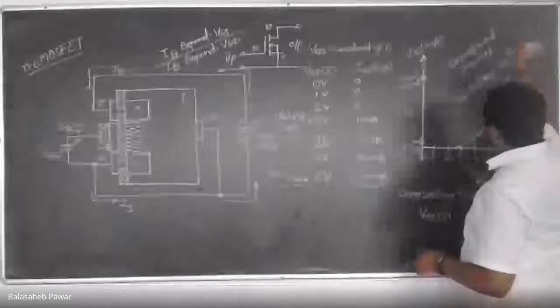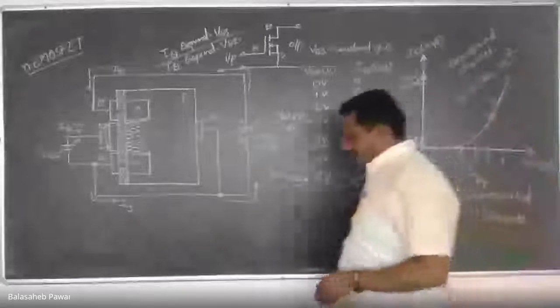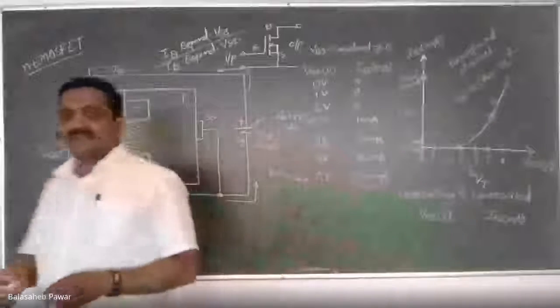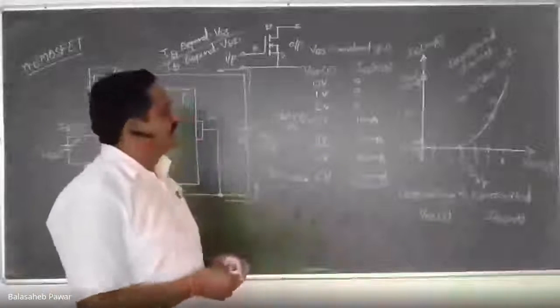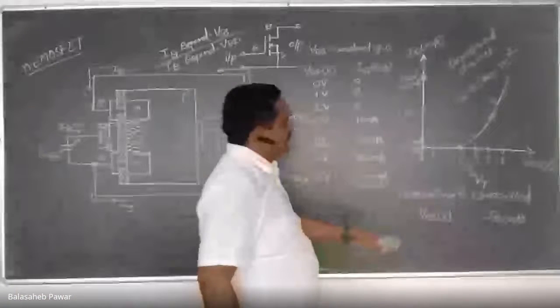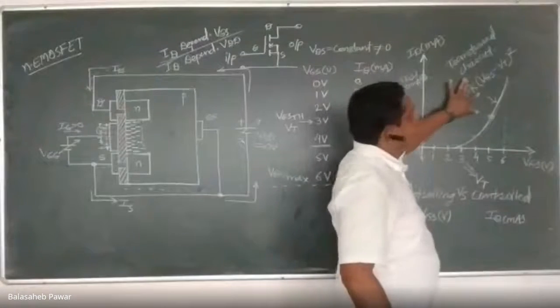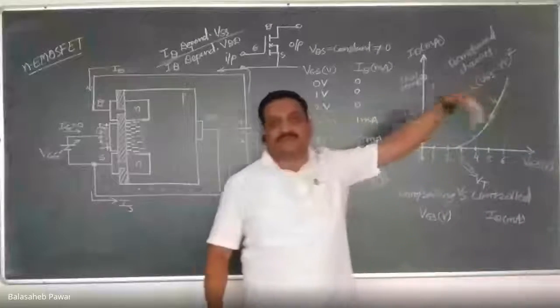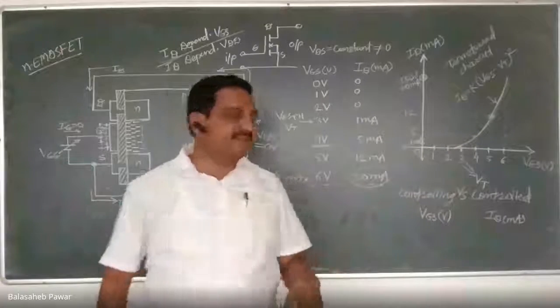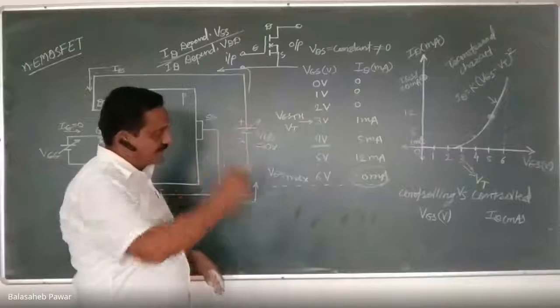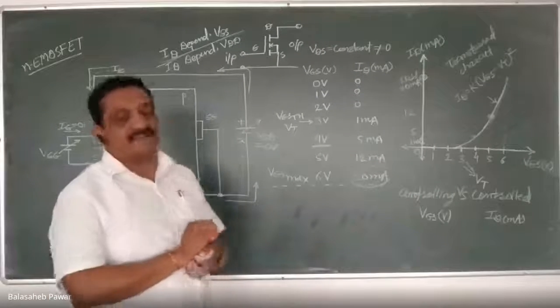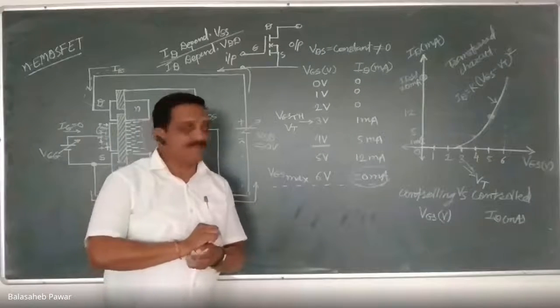About what is that K and the remaining terms, that also we'll discuss in detail. How much is the value of that K, or if it is not given, how it is to be determined. Those things also we'll discuss whenever we complete the other characteristic, that is the output characteristic, right? So we'll stop here now.